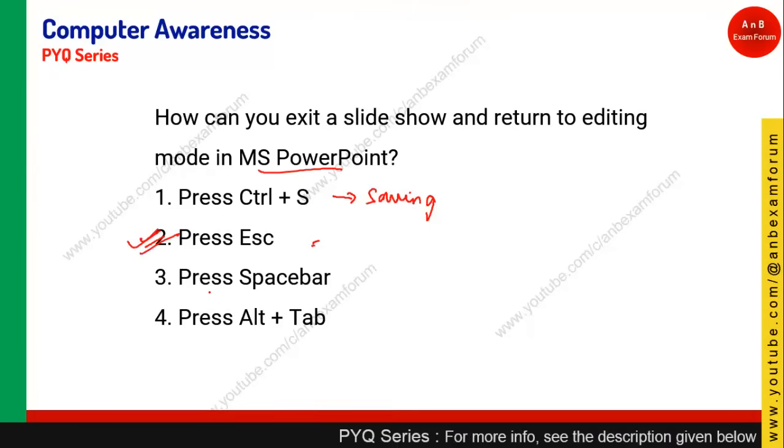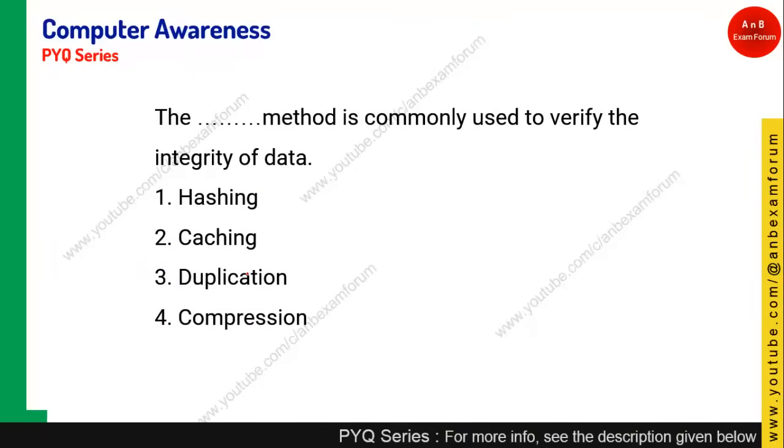What about press spacebar? So if you are in the PowerPoint mode and if you press the spacebar, it will jump to the next slide. So if I'm pressing the spacebar right now, it is going to the next action, that is option 2 has come, and if I'm going to press spacebar again, it goes to the next slide.